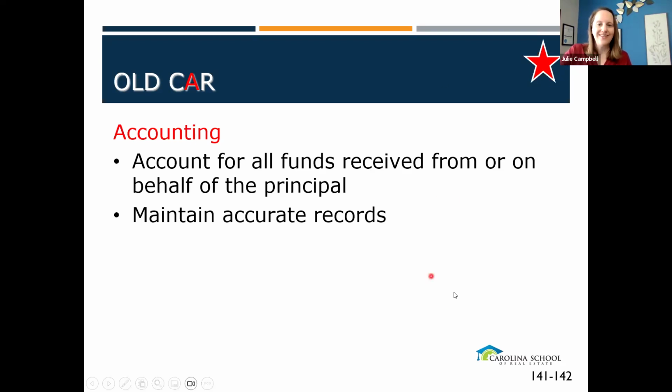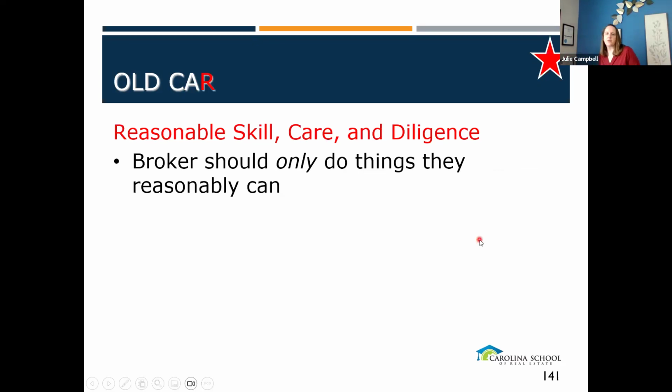And then the R is our reasonable skill, care, and diligence. Again, we're going to spend some time on the R. I think the R is the one that tends to get forgotten the most. Reasonable skill, care, and diligence says, just because I can doesn't always mean that I should. We got to act within that reasonable skill, care, and diligence. We got to act within the parameters of license law and commission rule.